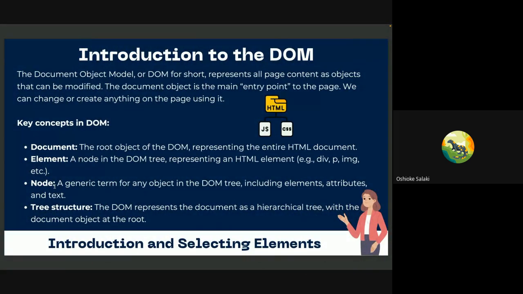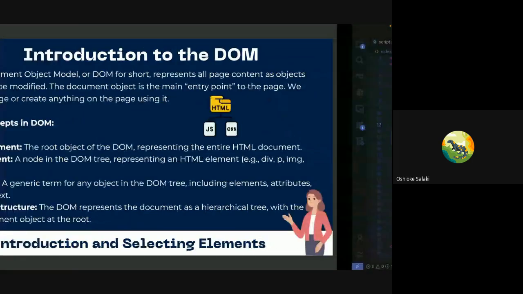Then we have the node. This is a generic term for any object in the DOM tree, including elements, attributes, or text. Then we have the tree structure. The DOM represents the document as a hierarchical tree with the document object at the root. So it's just like a tree. First of all, we have the document. Then under the document, we have several elements. Those elements can have sub-elements and so on, or those elements can have nodes. That's how the DOM tree works. That's how the DOM is structured in HTML.